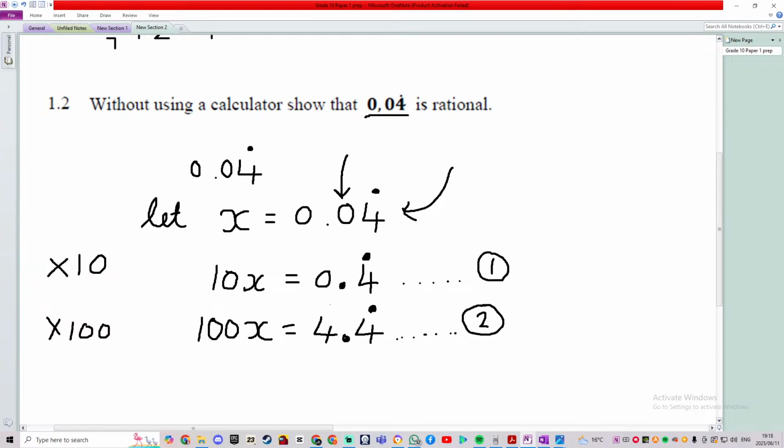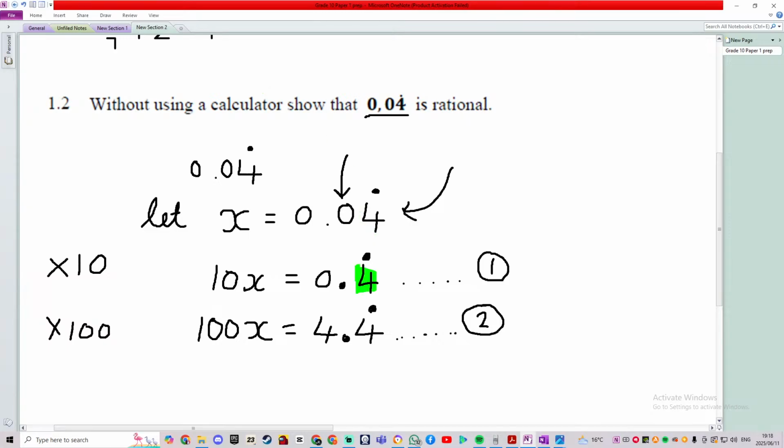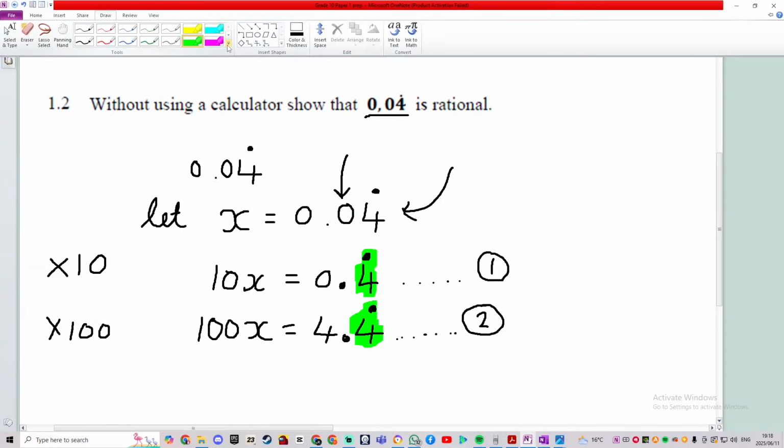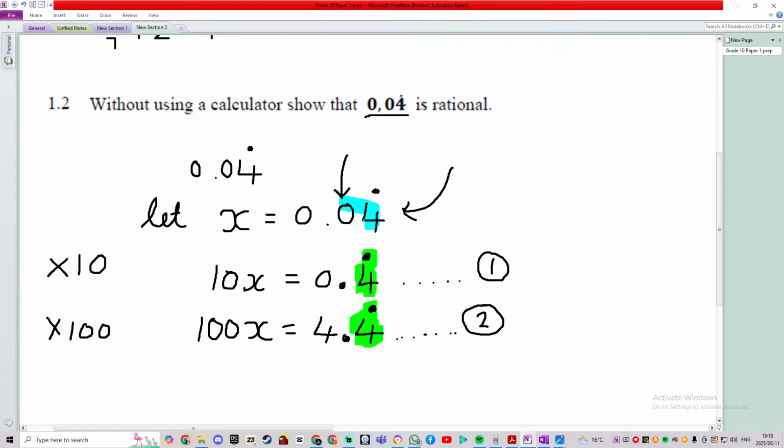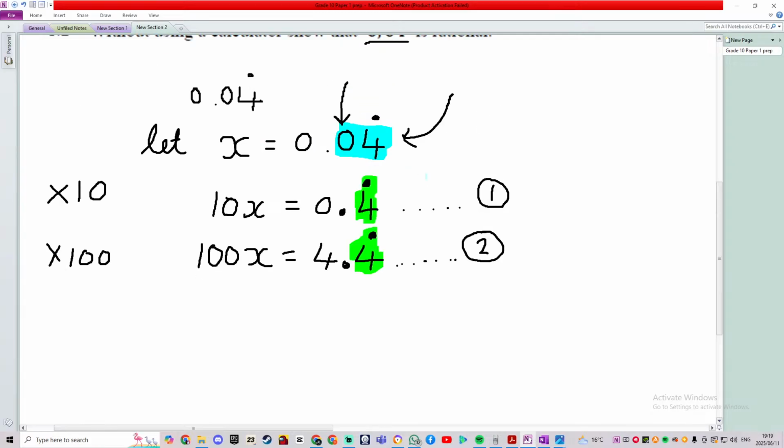Now, the key again to this, like I said, we need to have after the decimal point the 4 recurring. Okay? The problem here with this one is that it's 0.4. We want to have in the green, 4 and 4 recurring. Okay? So now we have these two equations where it is after the decimal point 4 recurring. We either multiply by 10 or we multiply by 100 after.